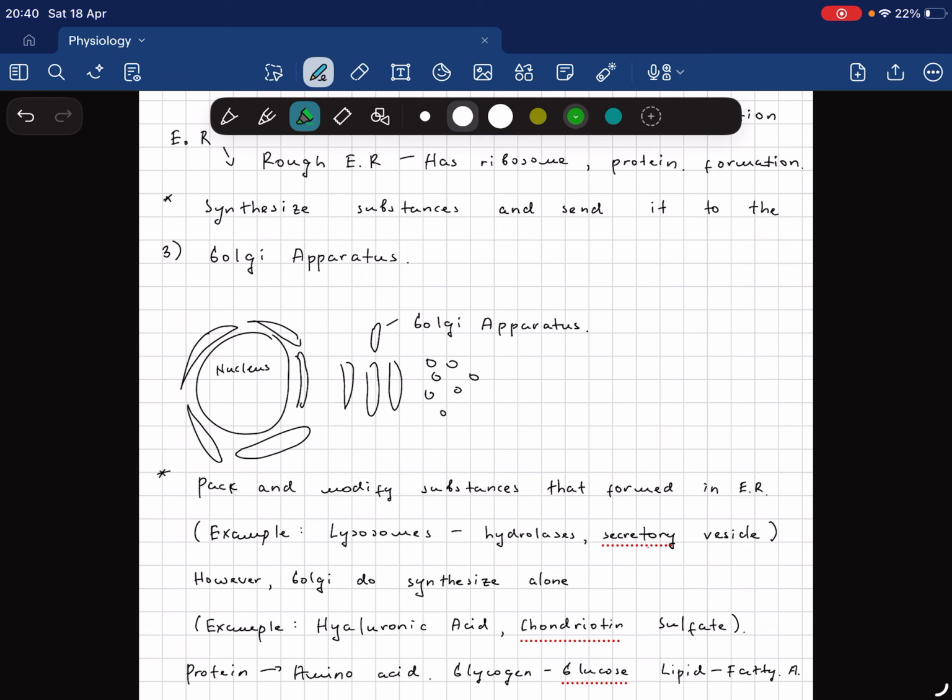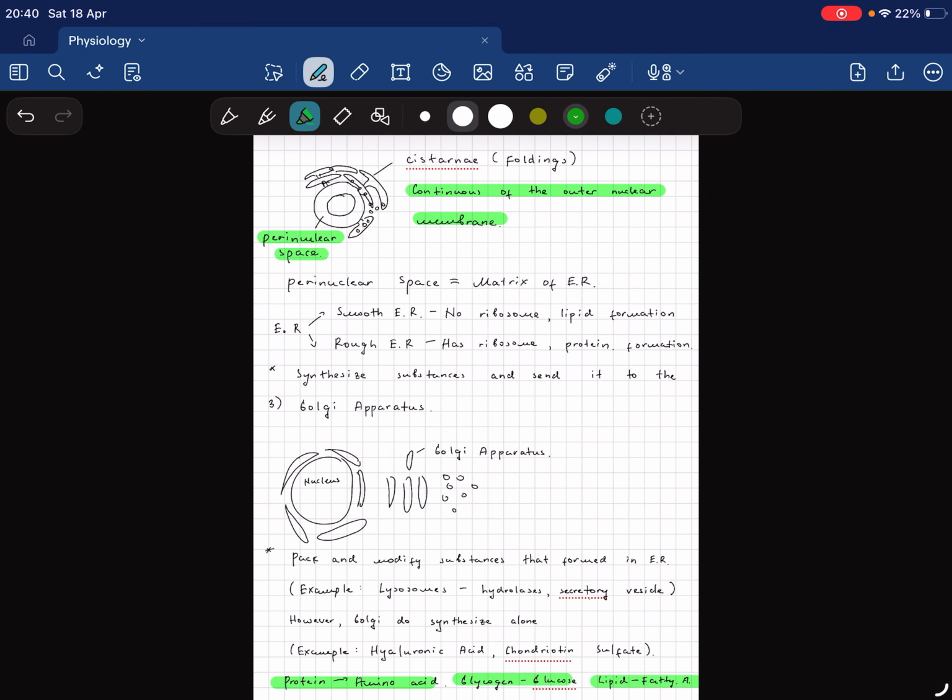And in the lysosome, as I said before, lysosome has some enzymes, right? That enzyme breaks down protein molecules into amino acids, glycogen into glucose, and lipids into fatty acids. You must remember that. I think that is really important.